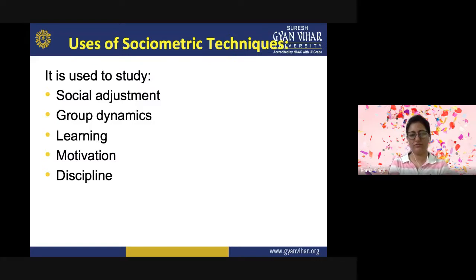So we have studied the adjustment issues and the maladjustment. So what are the issues for that? Sociometry will be helpful in finding that out. Then teachers will be able to motivate such students in the class who are not cooperating with each other. They can also motivate the students to learn and to concentrate. And also the discipline issue, which is the main issue in our classes, can be done away with if we properly use the sociometric technique.